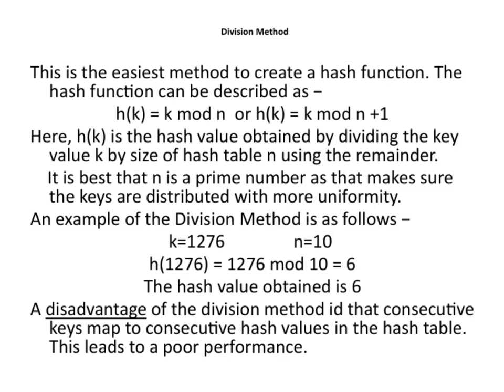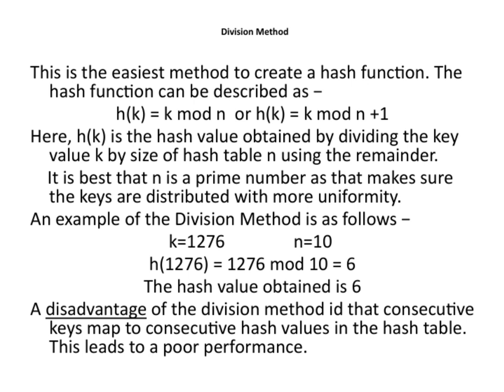This is the easiest method to create a hash function. The hash function can be described as h of k equals k mod n, or h of k equals k mod n plus 1. Here, h of k is the hash value obtained by dividing the key value k by the size of the hash table n, using the remainder. It's best that n is a prime number, because that helps ensure the keys are distributed more uniformly across the table. Let's look at an example of the division method.